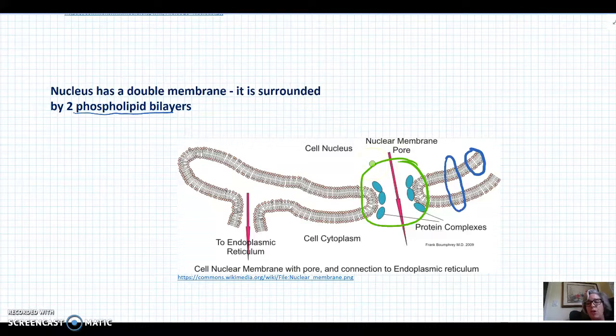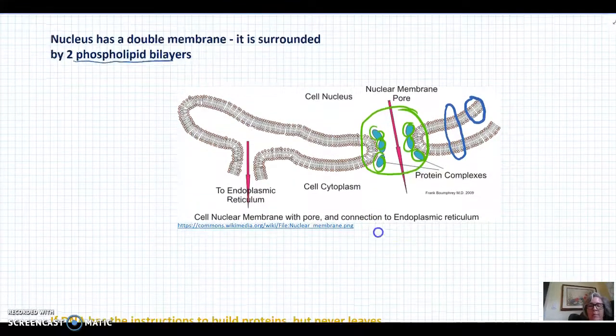But it's not just an open door. It's a very regulated process for what gets in and gets out of the nucleus. There are some proteins here that are guarding the door, guarding the pores. You can think of them as doormen, and if you don't flash the right credentials, you aren't getting in or getting out of that nucleus. And the DNA is something that never does leave the nucleus.